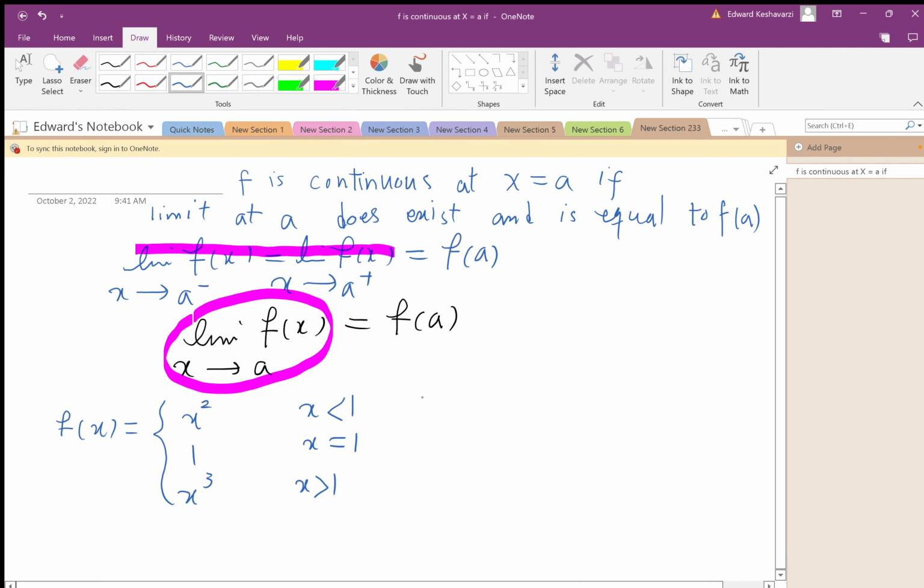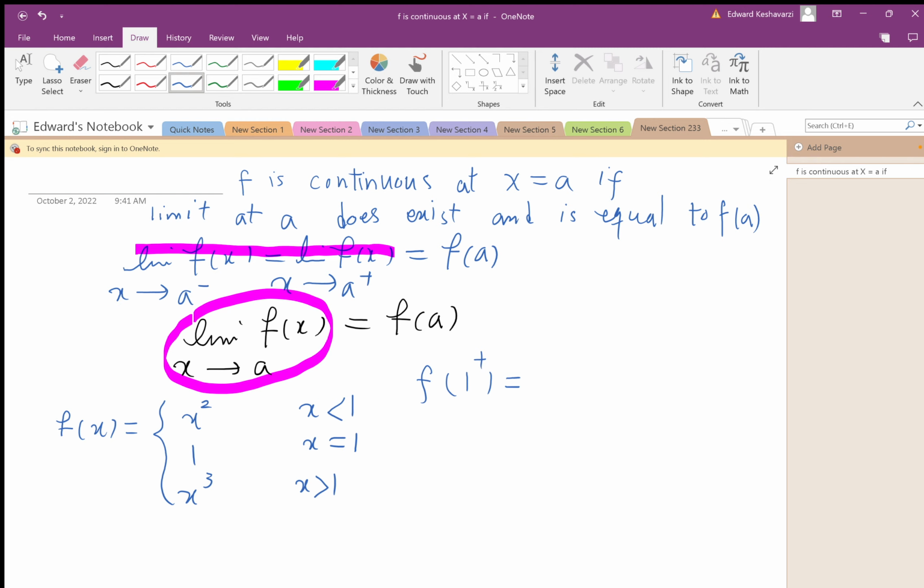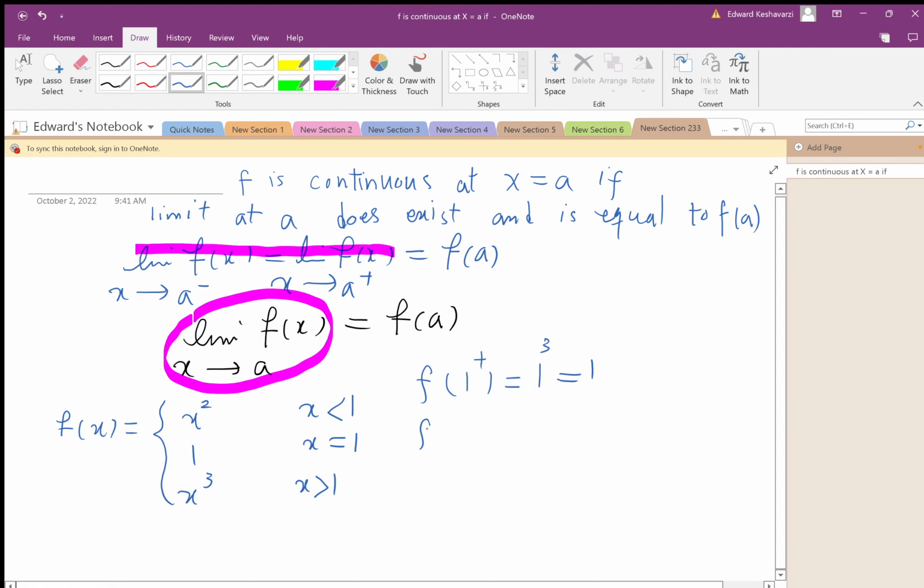So what is the right limit at 1? We use the bottom function, because right limit means x is a little bit larger than 1. So which function stands for x larger than 1? This is the bottom one. So you plug in x equals 1, and you get x cubed, 1 to the power 3, which is 1. So the left limit is 1 squared, which is 1. And f at 1 is defined to be 1. All of them are the same, so function is continuous at 1.